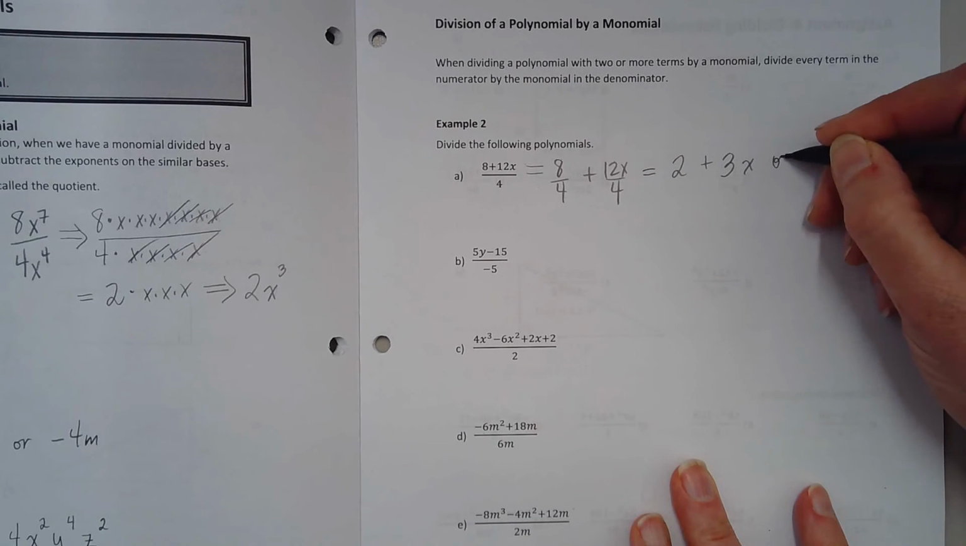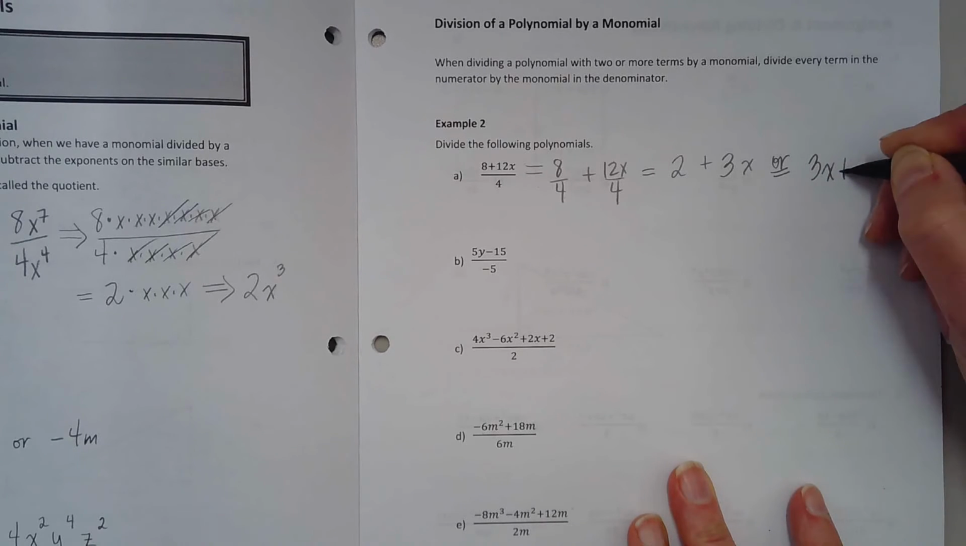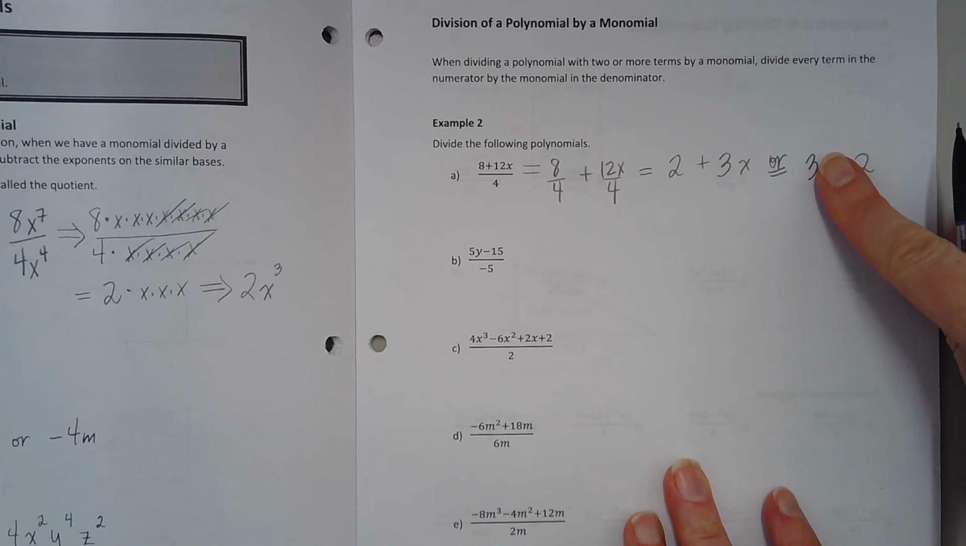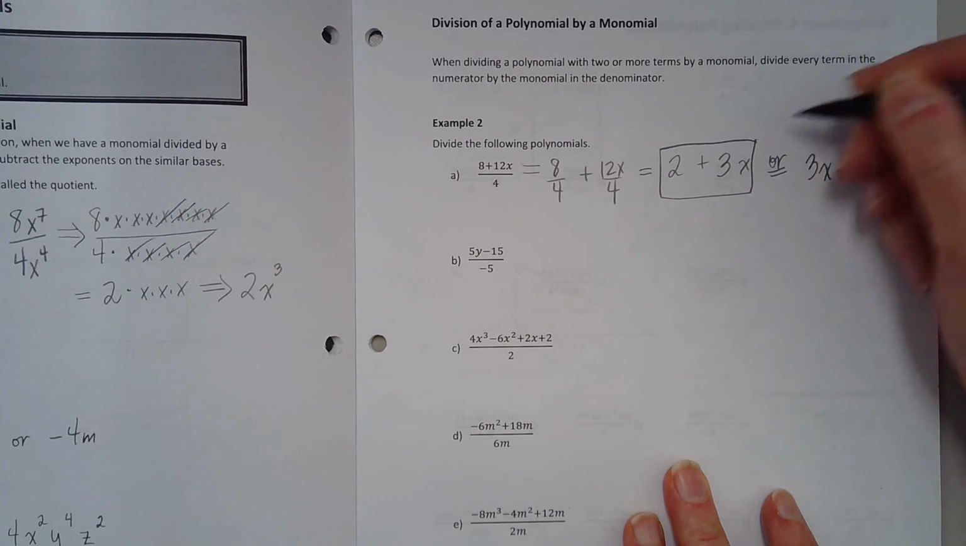Or, if I wanted to write it in proper order, kind of for bonus marks, it would be written as 3x plus 2, because we always write the constant at the end. I'm not that concerned about that at this stage, to be honest. If you can get this far, that's great.